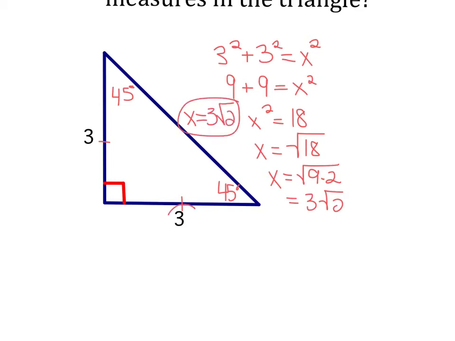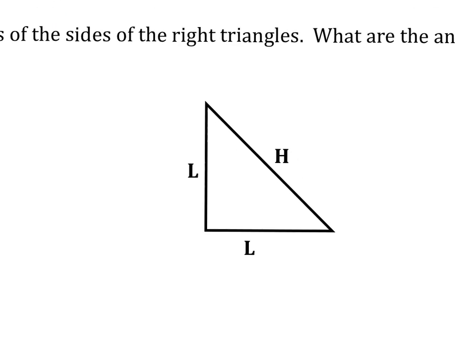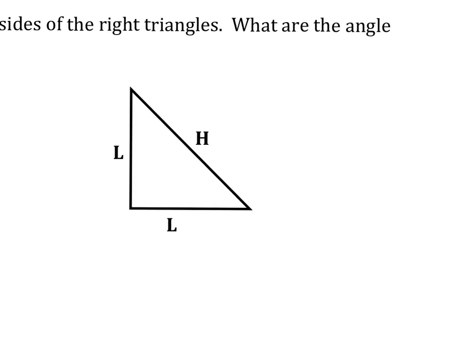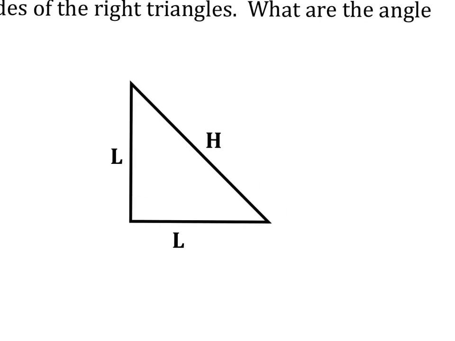Hopefully we're looking for patterns here. And I do hope that you notice that the hypotenuse is the leg times the square root of 2. So because my legs are 3, the hypotenuse is 3 root 2. If my legs were 7, the hypotenuse would be 7 root 2. And so that leads us here to the rule for a 45, 45, 90 triangle. The hypotenuse is always going to equal the leg times the square root of 2.